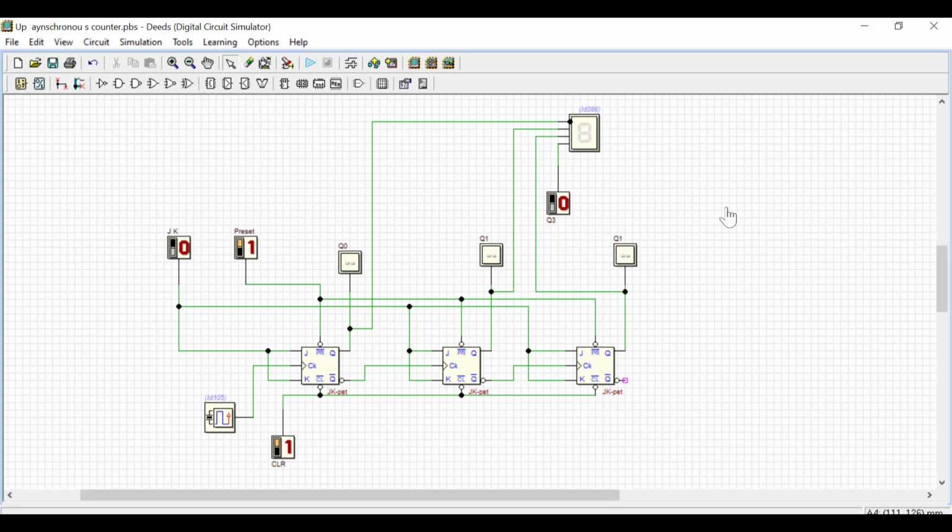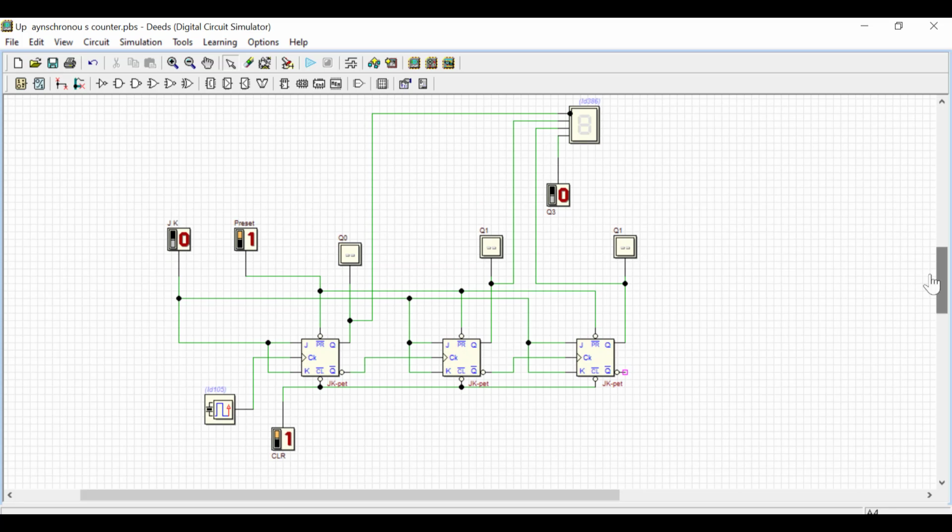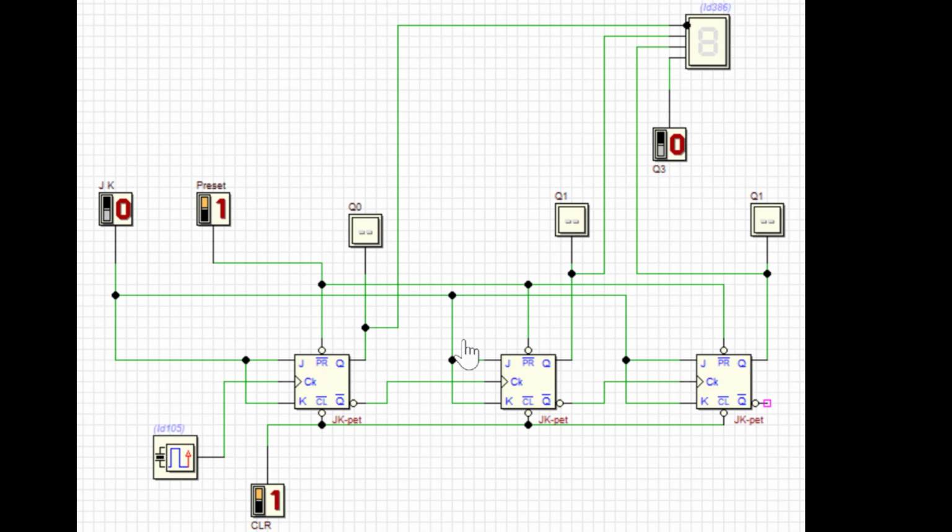So this is my circuit. This is a 3-bit up counter circuit, with 3 flip-flops, and the J and K inputs are connected to the control switch, which I am going to keep at 1 whenever I want to toggle the flip-flops. This J is also connected to this control switch, and this J too. My preset is connected to the preset input of all 3 flip-flops. Similarly, my clear is also connected.